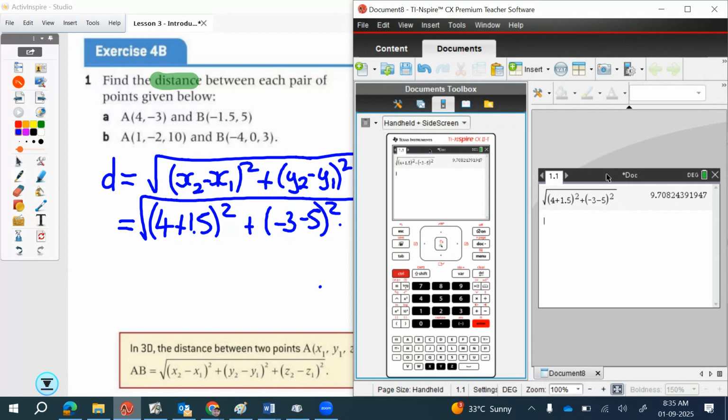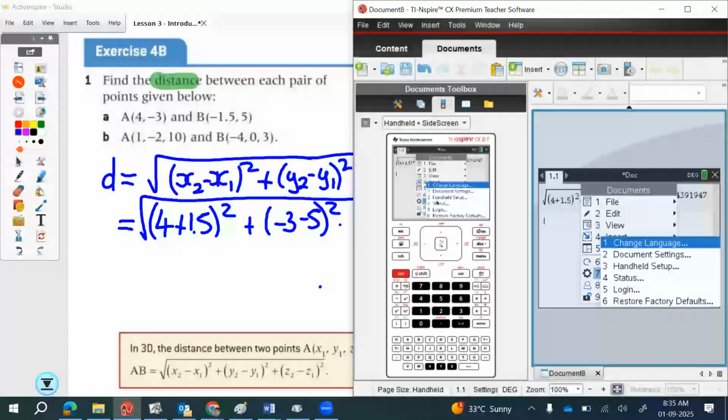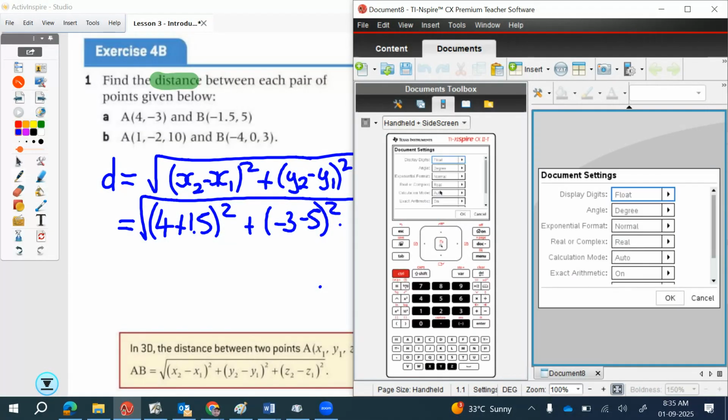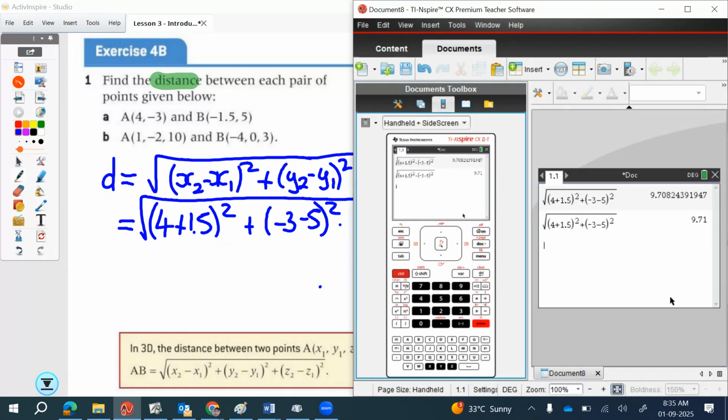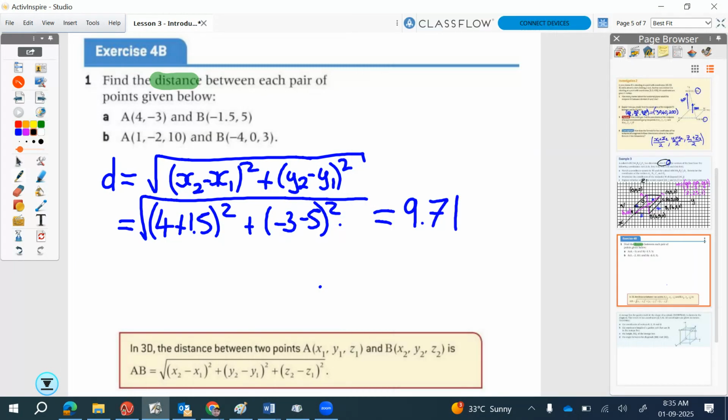If we wanted to check the 3 significant figures, just for the sake of the video, I'll show you how we can change the settings. In document settings, I can switch to float 3. If I press enter on this one now, it will give me the 3 significant figures. That's correct.